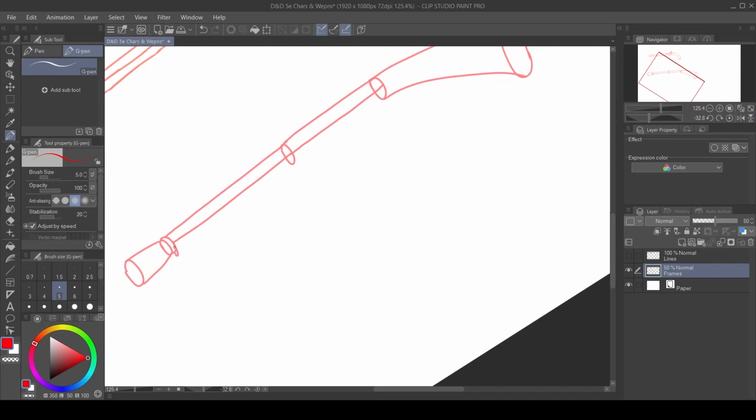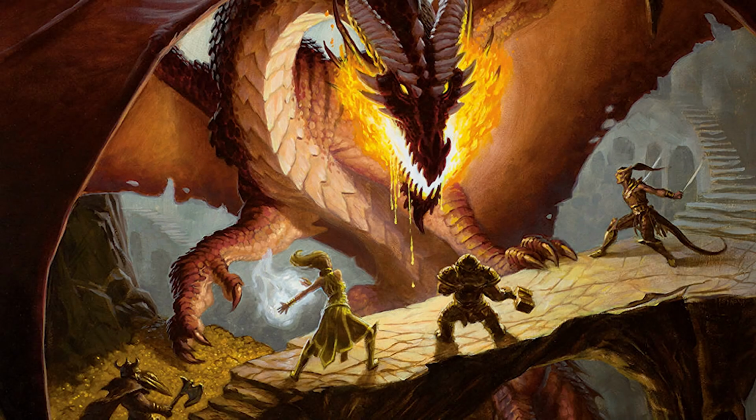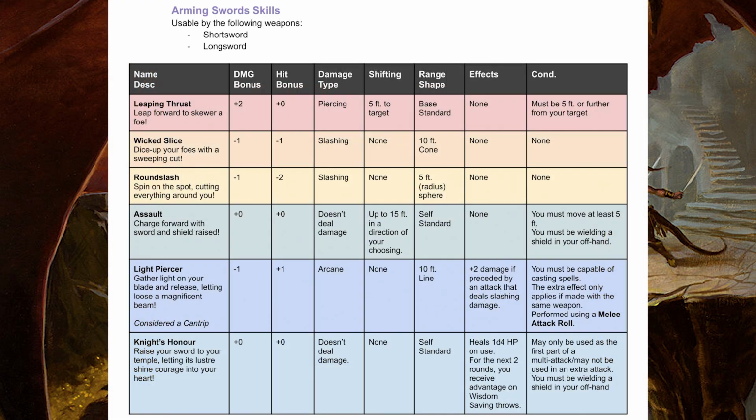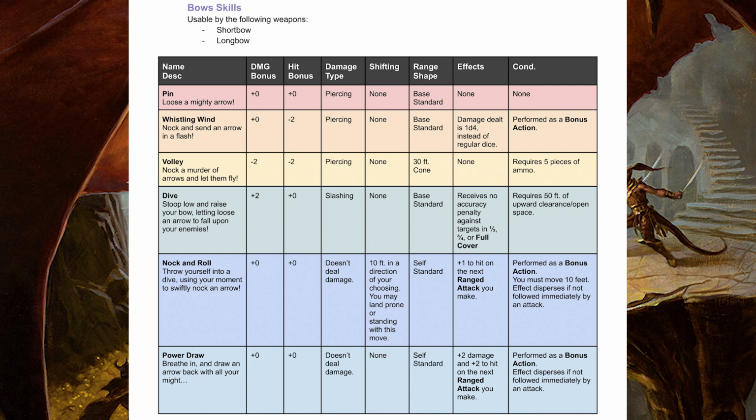I've made 4 groups of skills, one for each of 4 weapon types I've gathered. 2 of these weapon types are the ones I've made, the bracers and flintlocks. The other 2 are groups made of base 5e weapons. First, there are the arming swords, which include the longsword and shortsword. And second, there are the bows, which include the longbow and shortbow.